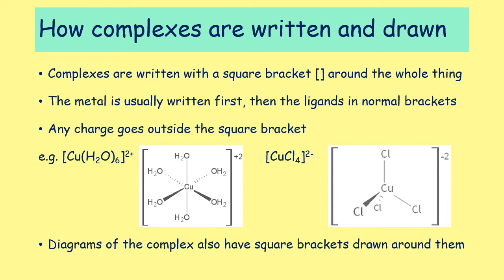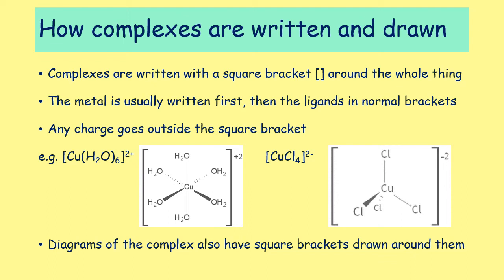Now, how complexes are written or drawn, as I said before, whenever they're drawn, we put square brackets around them, but also whenever we're writing out the chemical formula, we put the chemical formula of a complex inside square brackets. Now, typically for a complex, the transition metal is written first and then the ligands come after. If the complex is charged, which it often is, the charge goes outside the brackets.